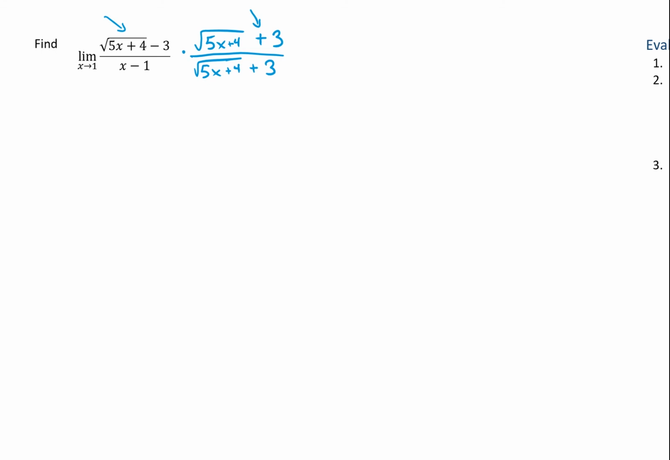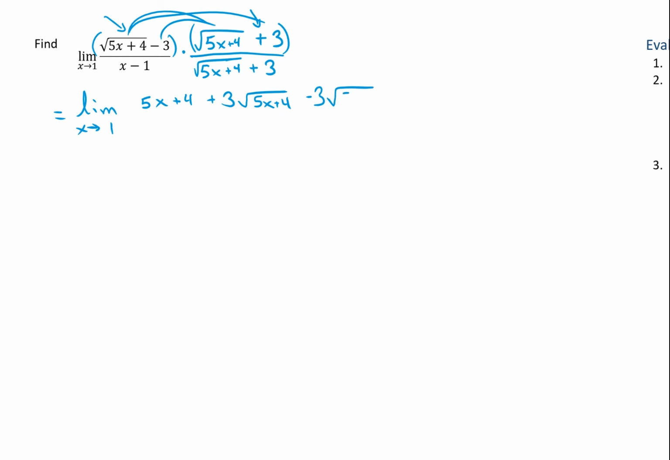Alright, so this we can now distribute on the top and on the bottom. Now up top, the long way is to double distribute. So square root of 5x plus 4 times square root of 5x plus 4, that would be 5x plus 4. And then we have plus 3 times the square root of 5x plus 4, minus 3 times the square root of 5x plus 4. And then lastly, 3 times 3, so minus 9.